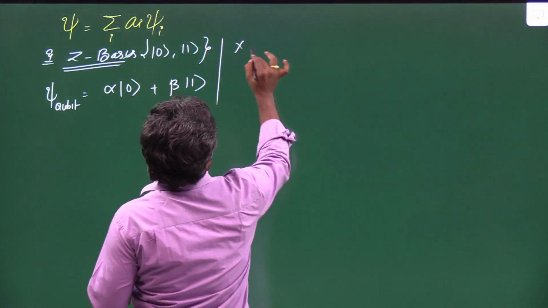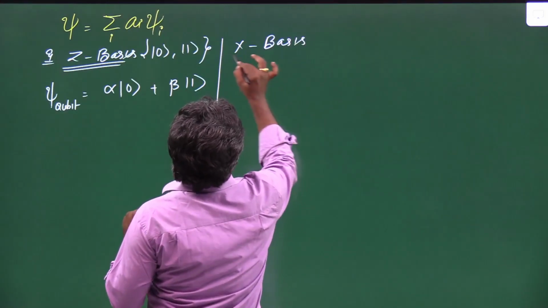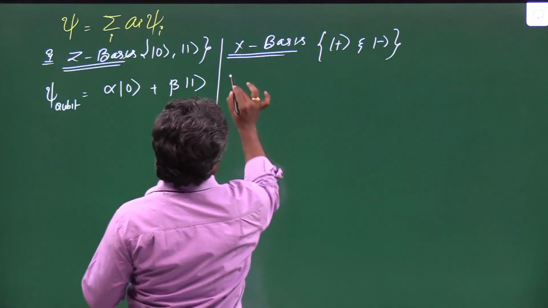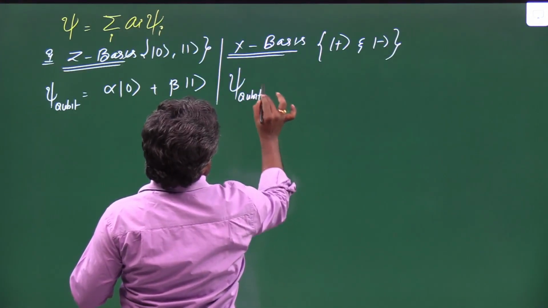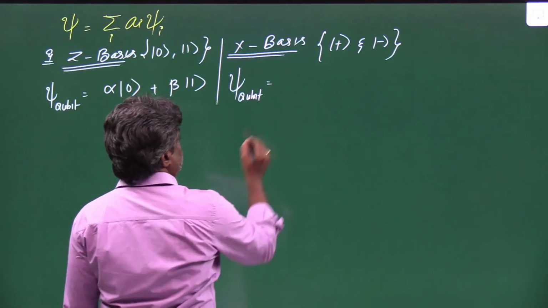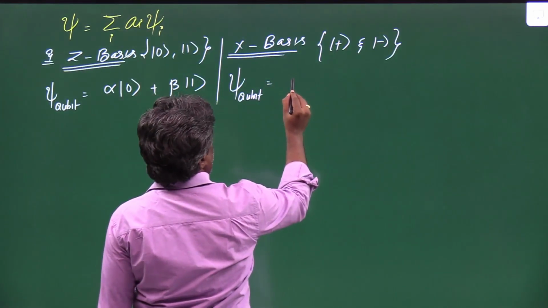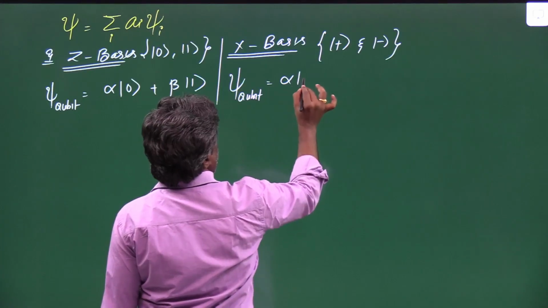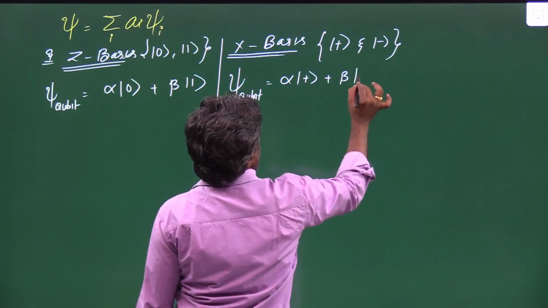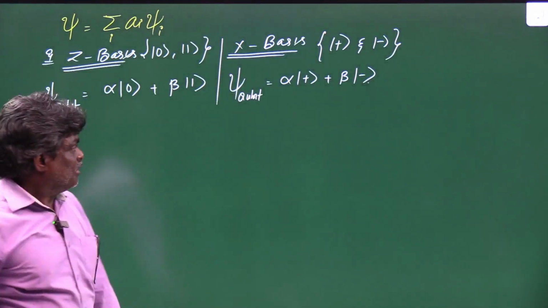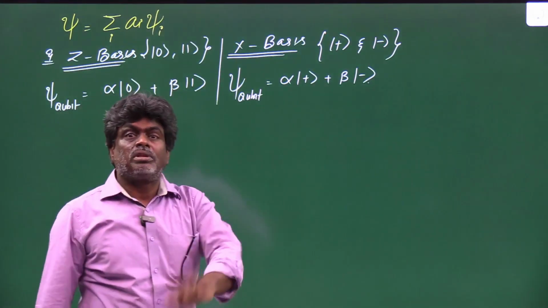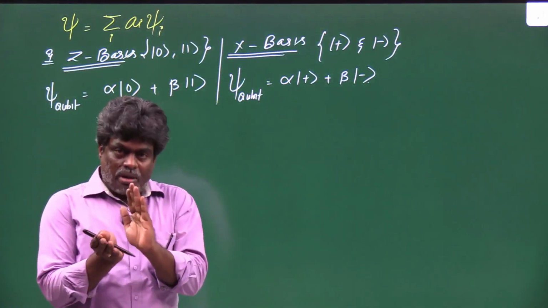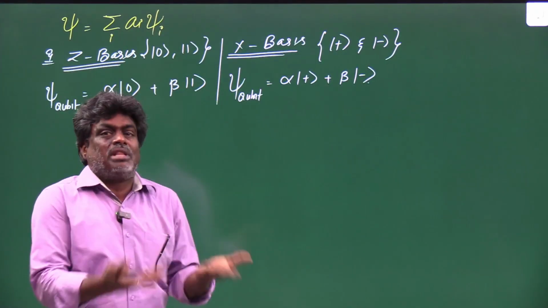Now in the X basis, could you please tell me how to write my qubit in the X basis? It will be alpha ket plus, and beta ket minus. Right? That's it. So this and this both represent the same state. The only thing is, we have converted the basis. I mean, we have chosen a different basis.